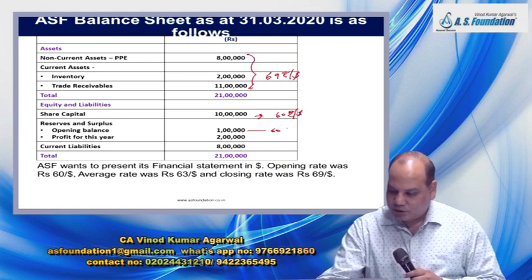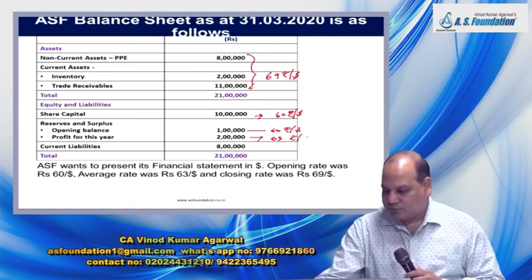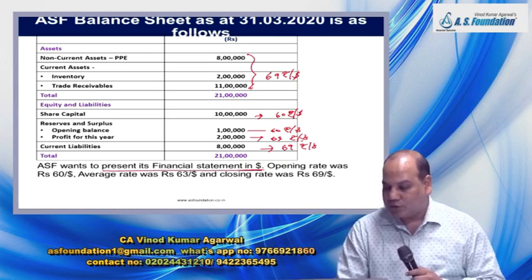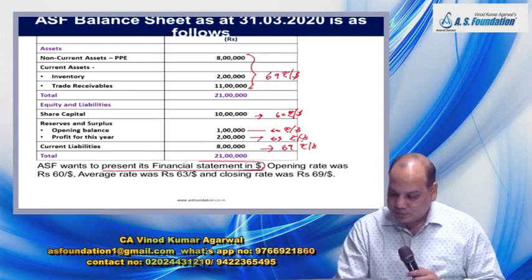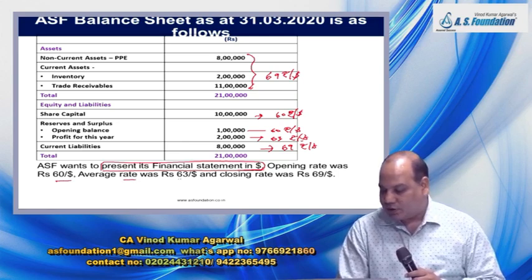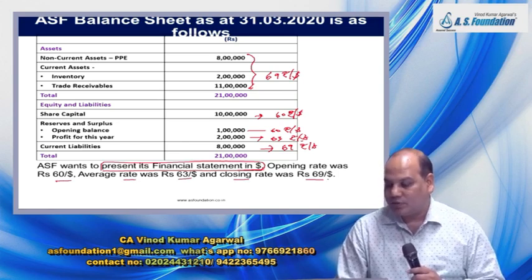Opening reserve, earliest rate available. Profit for the year, average rate we will take. Current liability, closing rate we will take. ASF wants to present its financial statement in dollar. So what is their presentation currency? Dollar. Functional currency, rupee. Opening rate was 60, average rate is 63, closing rate is 69.